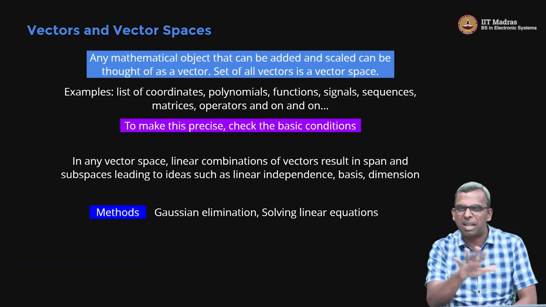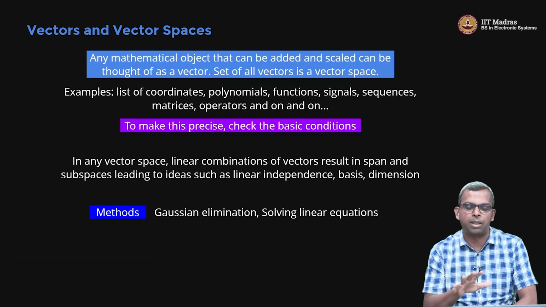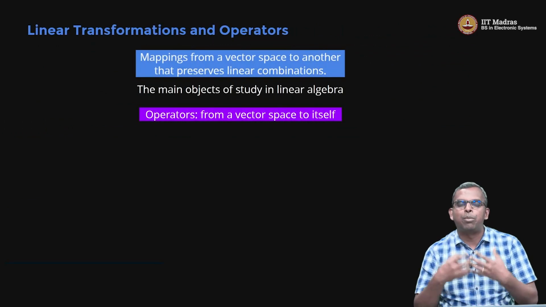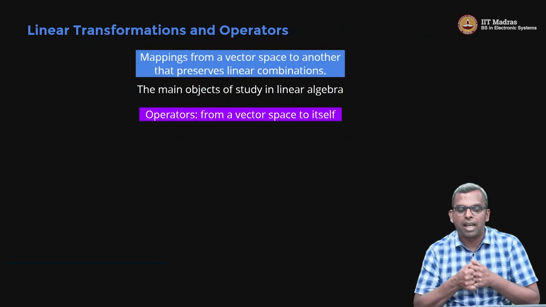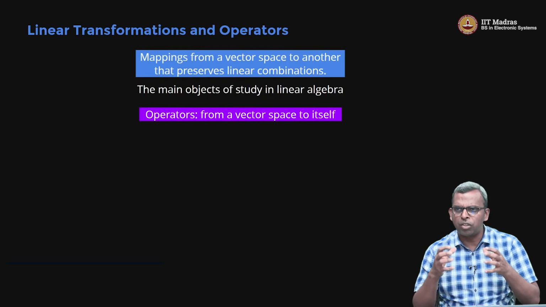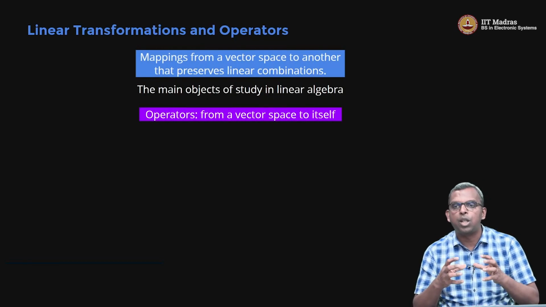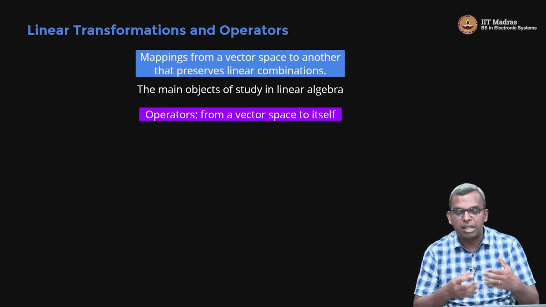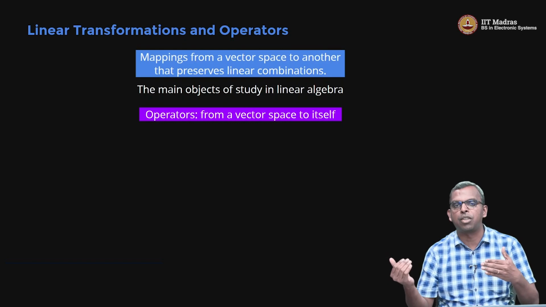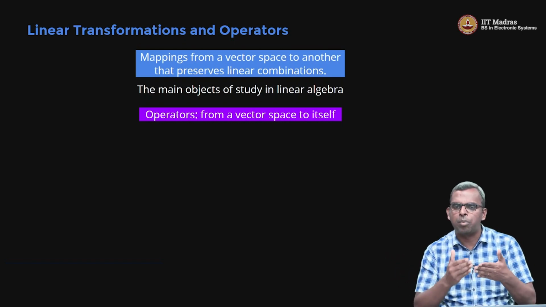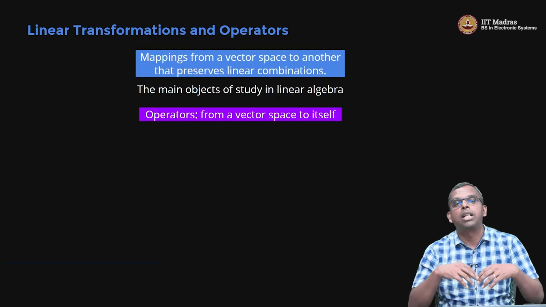Okay, so this is the basic idea of vectors and vector spaces, the very basic operations that you should be comfortable with. The next comes the very important topic of linear transformations and operators. Instead of just dealing with vectors and addition and linear combinations, you can start thinking of mappings, functions from a vector to a vector, which preserve the linear combinations in a certain way. Those are called linear transformations. If you go from the vector space to itself, it's called a linear operator.